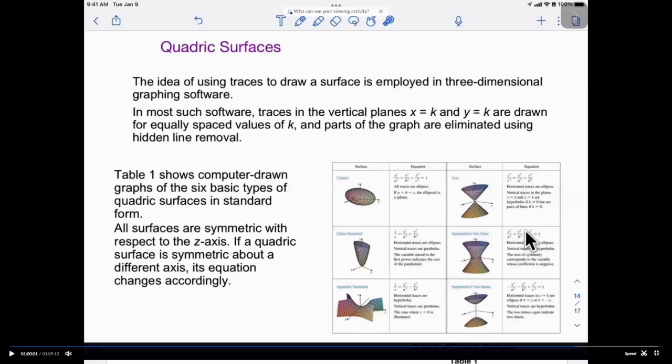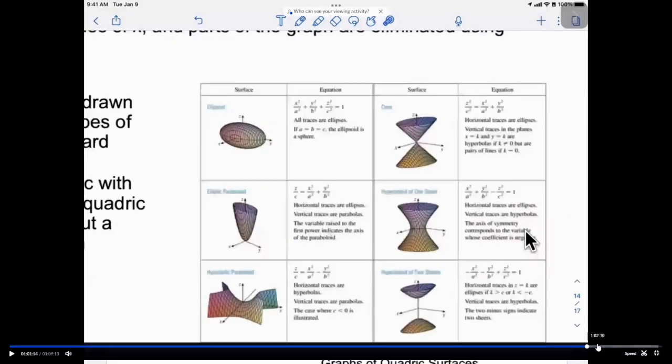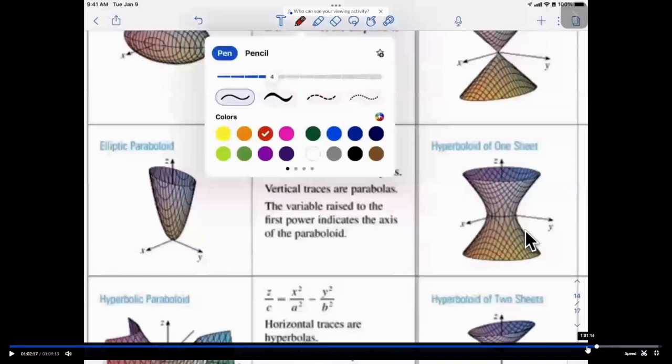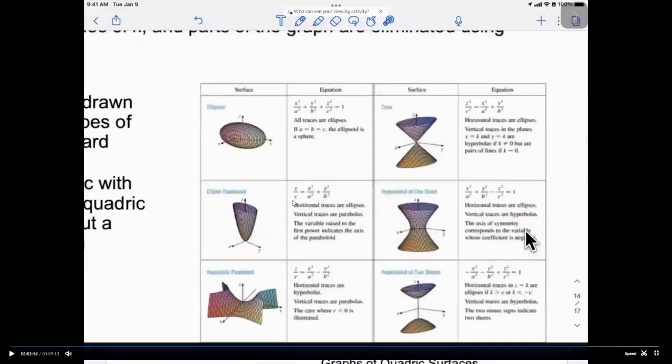Okay, very good. So when you use those apps or software to graph the surface, they probably have used this method, right? They first draw the traces, and then they put all those traces together, and we get the surface. So this Table 1 here shows the graphs of six basic types of quadric surface in standard form. Let me see if I can make it bigger. It's in the notes I gave you, right?